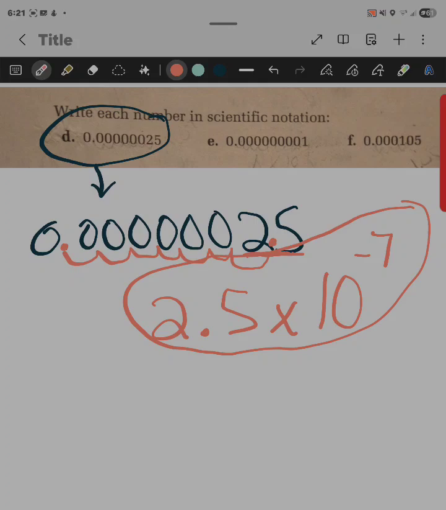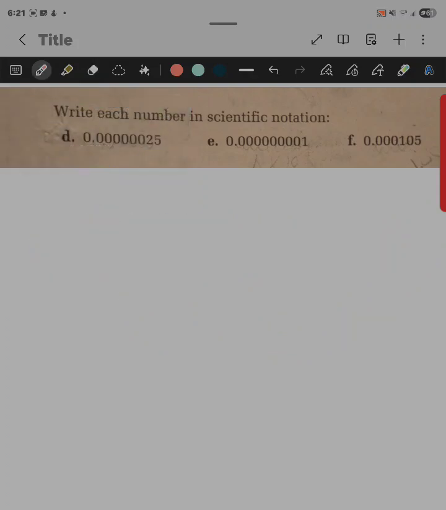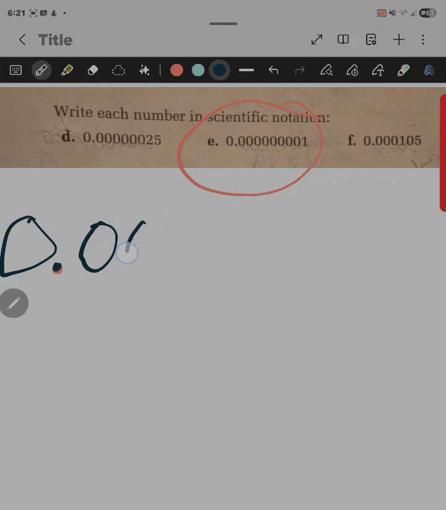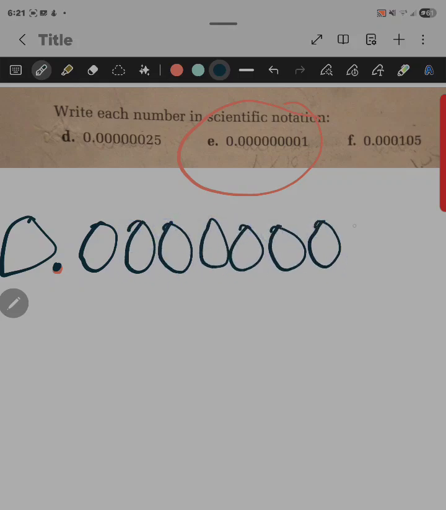All right, so let's go ahead and do the next one. Let's erase all of our handwriting here. All right, so we have, let me use a different color here. So 0. How many zeros we got? 1, 2, 3, 4, 5, 6, 7, 8, 9. And then we have a 1.